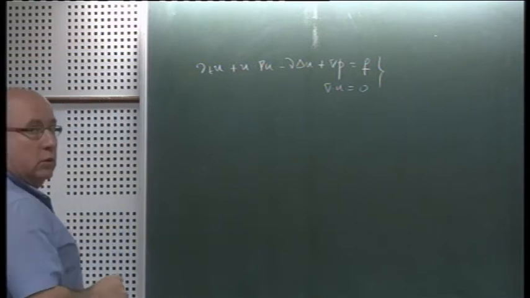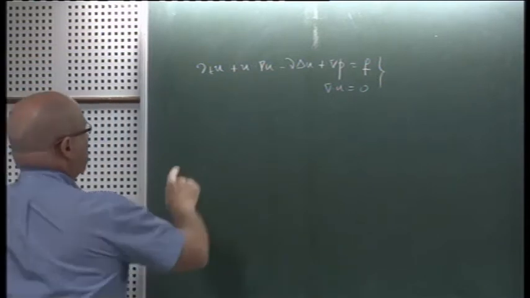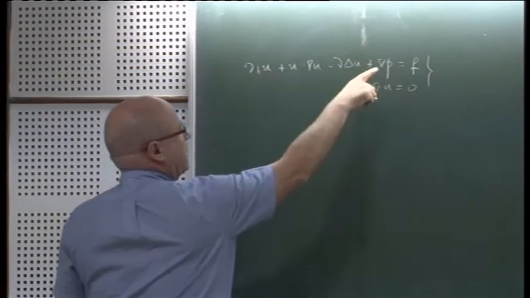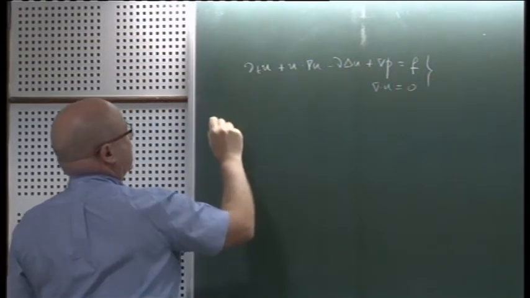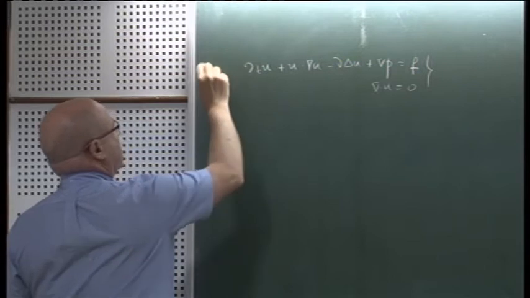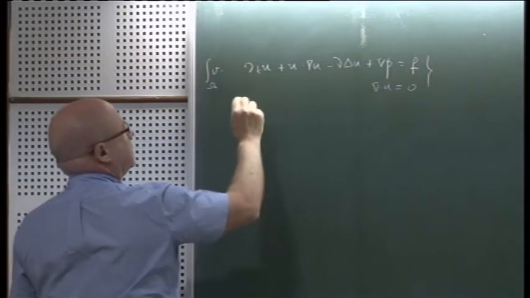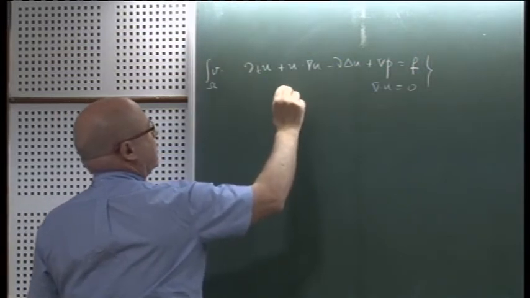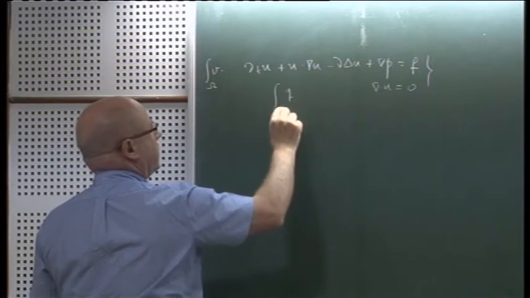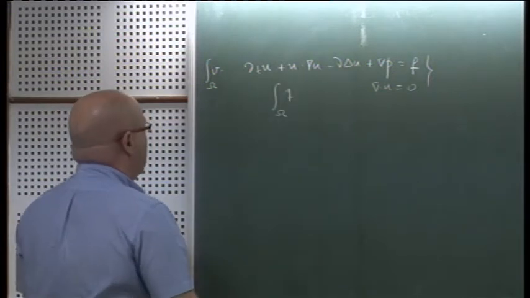So what we will do to obtain the weak form: u is a velocity, a vector, p is a scalar. So we multiply the first equation by v and integrate, and we multiply the second equation by q and integrate over the domain. Okay, so that's what we do. What do we get?